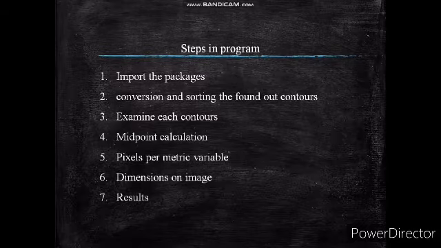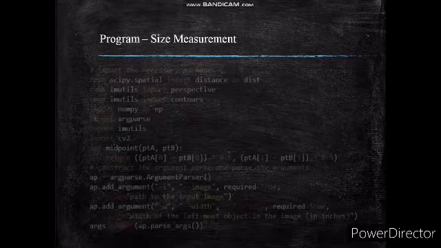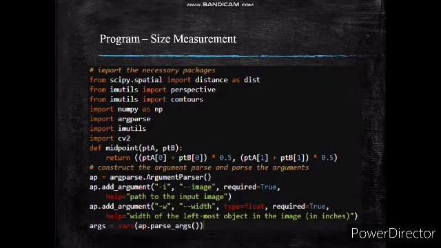Let's start with the program of distance measurement. First, import all the packages which are required to perform operations. The first package is imutils. It is a series of convenient functions already in the library to perform operations like translation, conversion of images, resizing, sorting, and reordering. NumPy is used to perform numerical operations like addition, subtraction, and multiplication in image processing techniques.